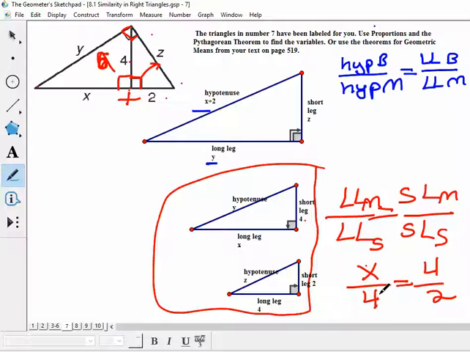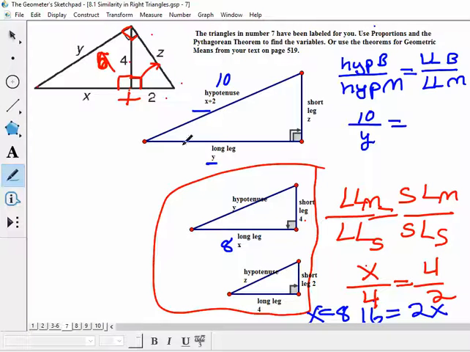Maybe we'll find this quick. 4 times 4 is 16, so I'd have 16 equals 2x, so x equals 8. I need that to finish the next part. X equals 8. So that means this is 8, and this would be 8 plus 2, which is 10, and that's everywhere. Okay, so now I know that the hypotenuse of the big triangle is 10. The hypotenuse of the medium triangle, I don't know. That's what I'm trying to find.